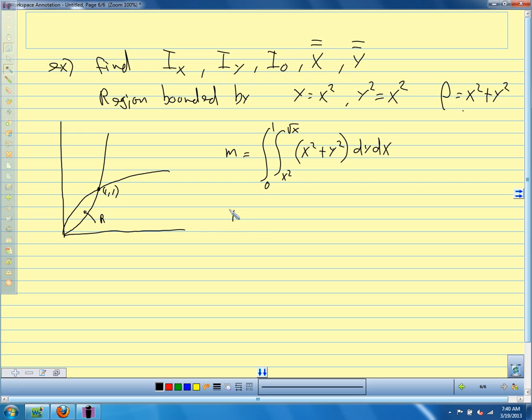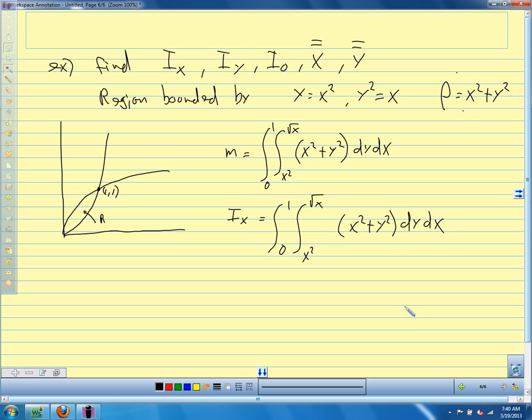Our moment about the x-axis, I sub x, 0 to 1, x squared to square root of x, our density function. Yeah, Eric. Just say, one of your equations is y squared equals x squared, but you mean y squared equals x. Oh yes, I was moving ahead to this one. Thank you.